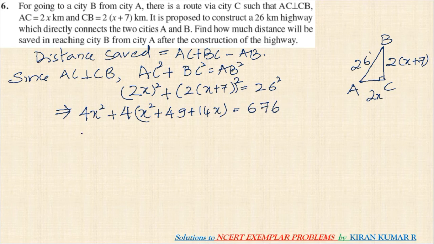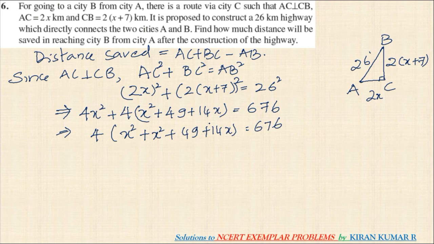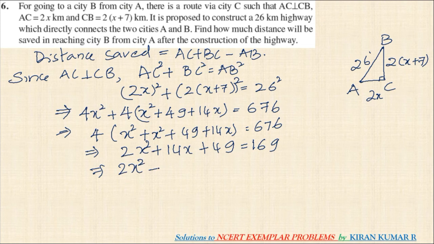26 square is 676. On further simplification, here there is 4 common. We get x square added to x square plus 49 plus 14x. This is equal to 676. This 4 can be transposed to the other side, or else divide both sides by 4. We'll be getting 2x square plus 14x plus 49 equal to 676 by 4, which is 169. On further simplification, we get 2x square plus 14x, this should be transposed to the other side. We get negative 120 equal to 0. Throughout there is 2 common. So x square plus 7x minus 60 equal to 0.